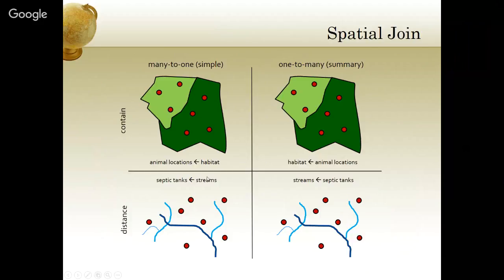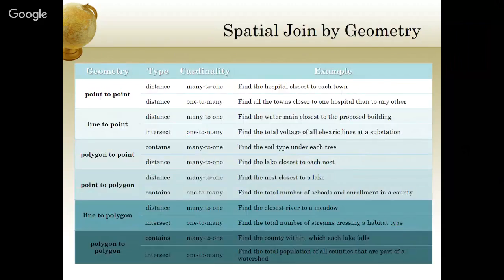If we look at it another way, using distance, we can join using, say, points that are near streams. If we have a many-to-one relationship, say our septic tanks, we could join the stream information from the nearest feature back to each one of those septic tanks. If we try the other one, joining septic tank data back to the stream, again, we have to summarize. So there are a lot of different cardinalities or relationships we can look at based on different geographies, and lots of examples of those.